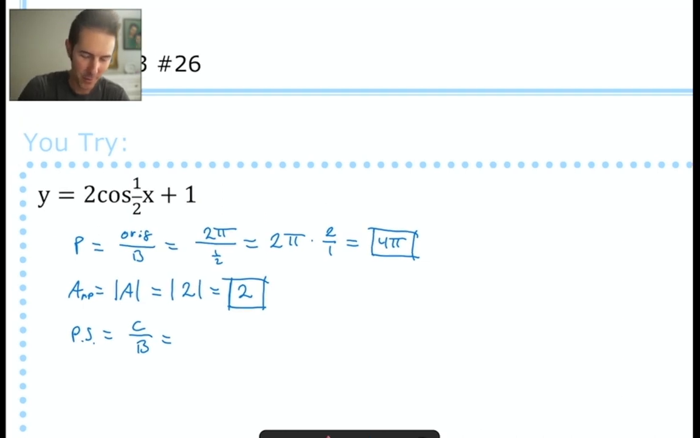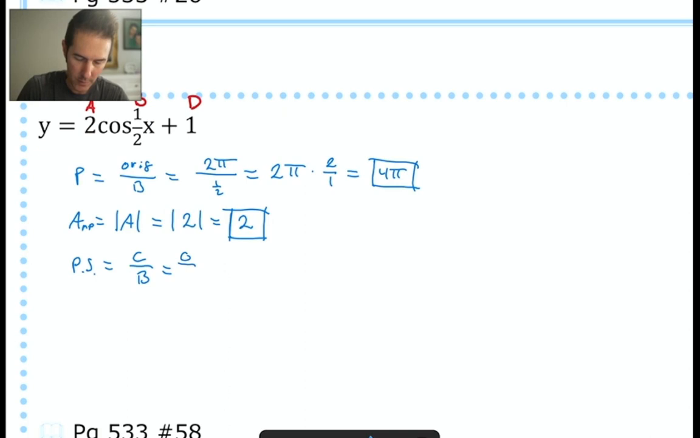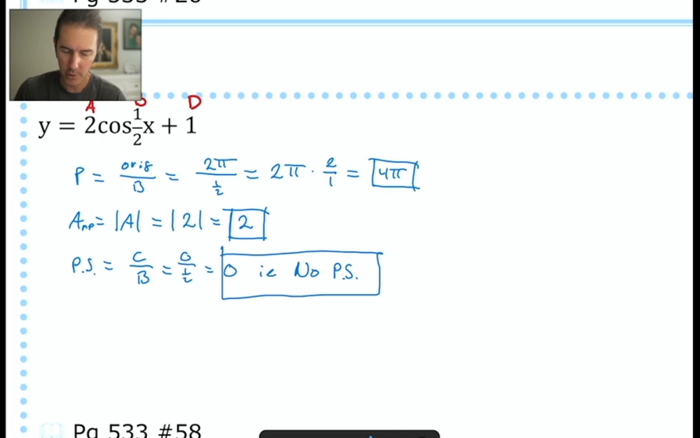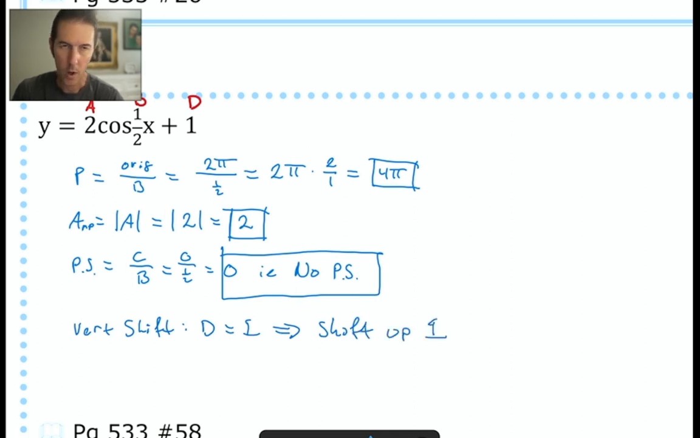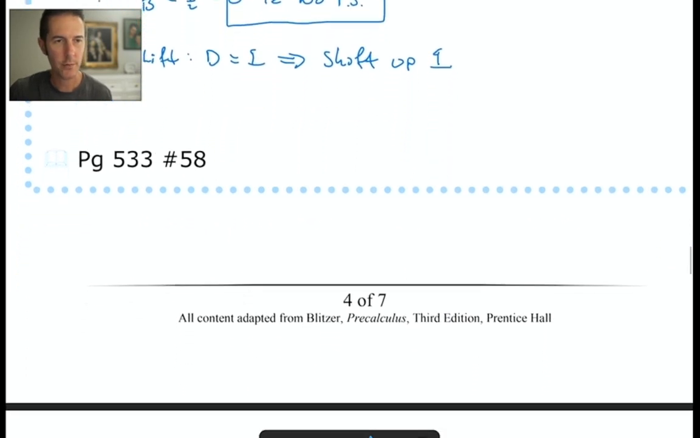So let's come back in here and label these components. There's an a value of 2, there's a b value of 1/2, and there's a d value of +1. So here the answer is 0 divided by 1/2, which equals 0. In other words, no phase shift. In other words, no horizontal shift. So put a box around that somehow, or write it in a different language, whatever's helpful to you. Note, however, that there is a vertical shift. D is equal to 1, therefore shift up 1. Nice. All right, so those can be a little bit tricky. There are some little details that you have to watch out for.